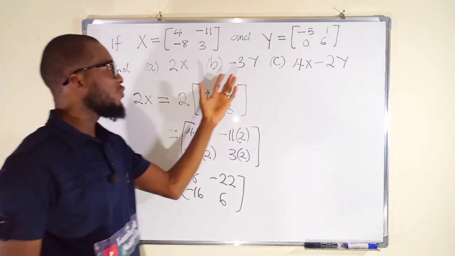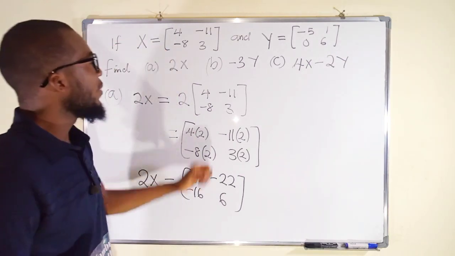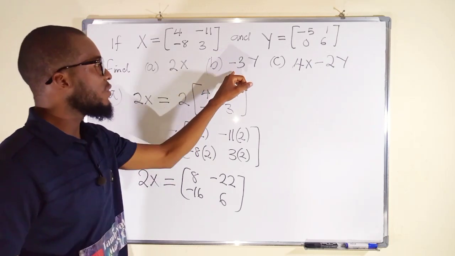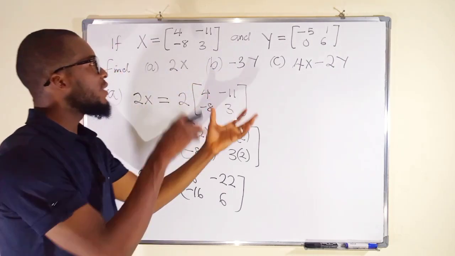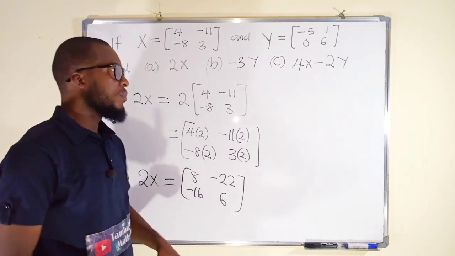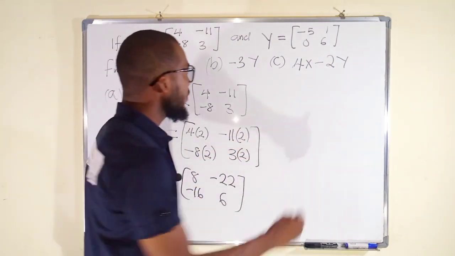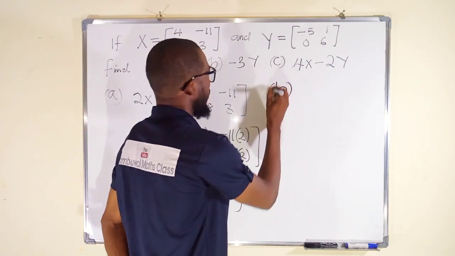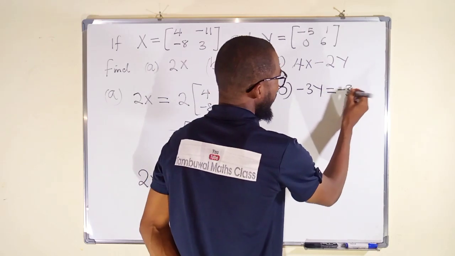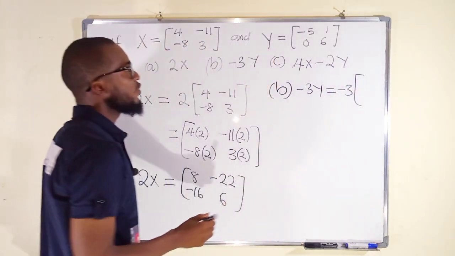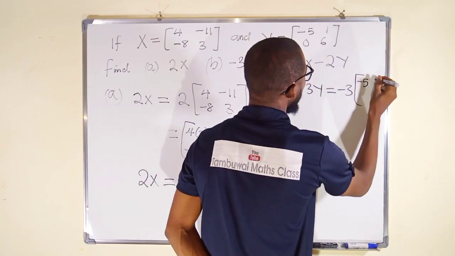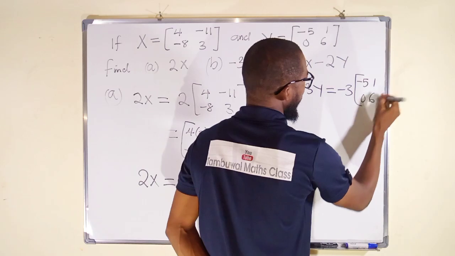So now let us look on to the second one, which is also a scalar multiplication. We are going to use this real number negative 3 to multiply all the entries in this matrix y. So let me do it to the other side. We have B here. Negative 3y is the same thing as negative 3 multiplied by the matrix y, which we have the entries as negative 5, 1, 0, and 6.